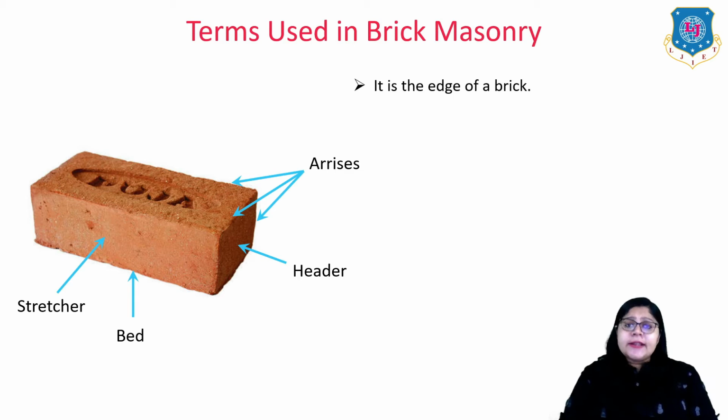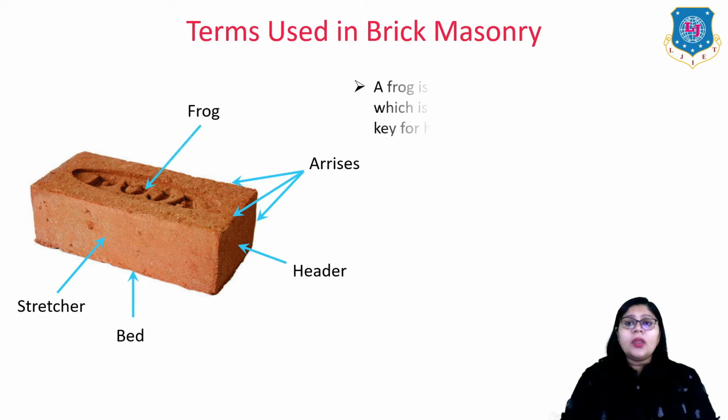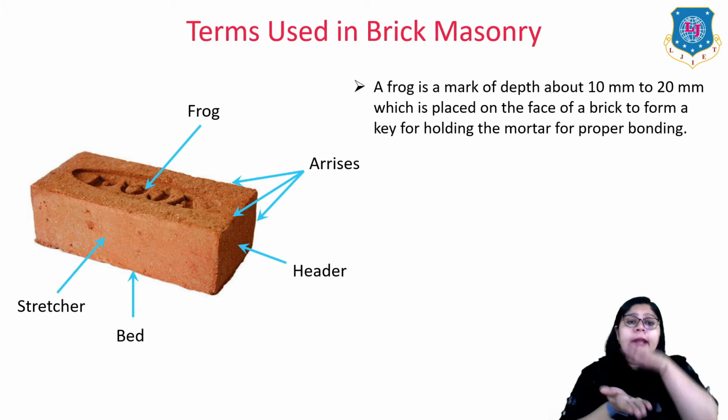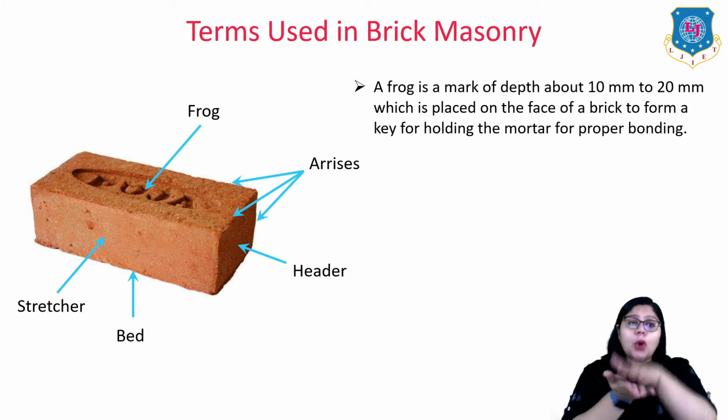Now, this is the arrises. It means it is simply the edges of the brick, three edges of the brick. This is frog. So a frog is a mark of depth about 10 mm to 20 mm which is placed on the face of the brick to form a key for holding the mortar for proper bonding, right?